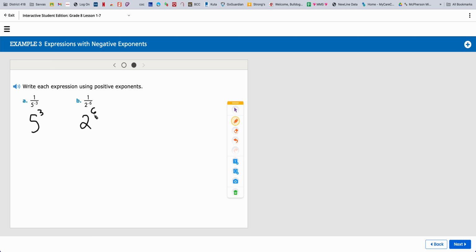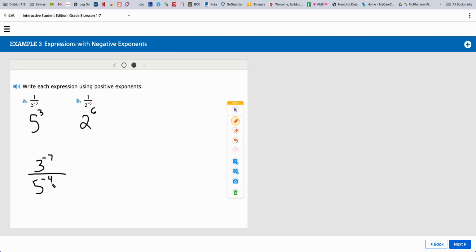Okay? Now, hold on. We can jumble some of this stuff up too, right? I can do more than one thing at a time. What if I have this? What if I have 3 to the negative 7th over 5 to the negative 4th?